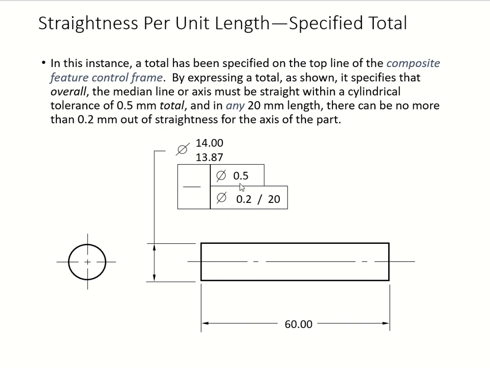See, composite feature control frame is there for you with the size limit right there, yeah. So it tells you the overall, yeah, the medium line, same thing. So you have like a 0.2 over 20 millimeter, yeah. And then there is another value given to you, which is 0.5, yeah. So that's your cylindrical tolerance, 0.5, all right, total in any 20 millimeter length. Yeah, it's got to go to here.